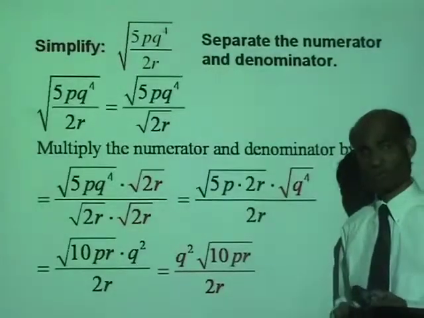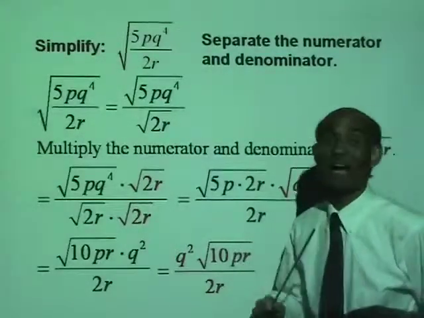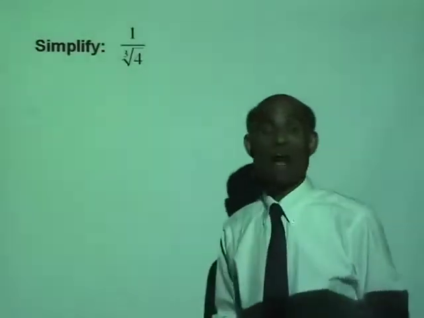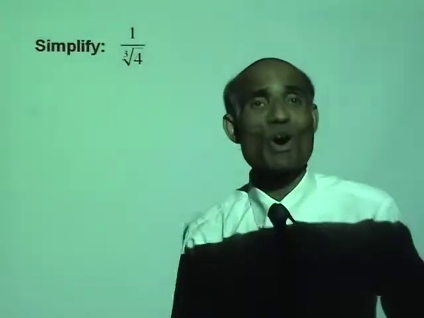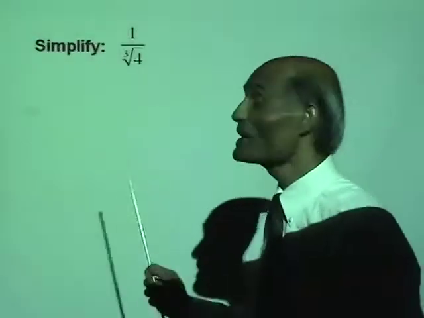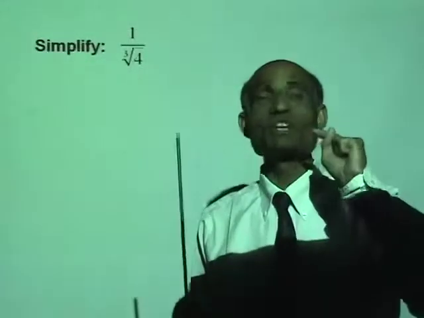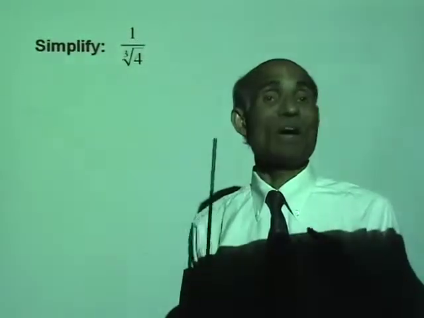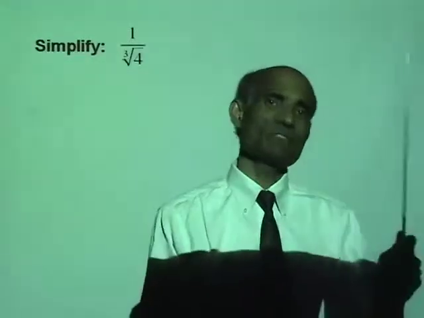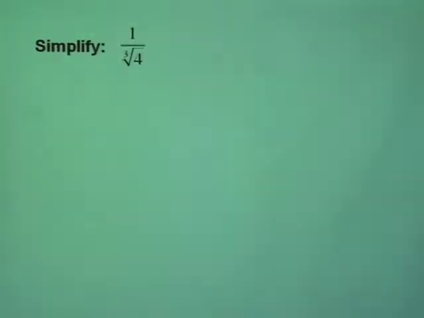Okay? Alright, let's see if we have another one to simplify. Simplify 1 over cube root of 4. Alright, this time the denominator is not a square root, it is a cube root. Now, how do we remove a cube root from the denominator? Well, let me see if you remember this. Well, you know that square root of x multiplied by square root of x is x.